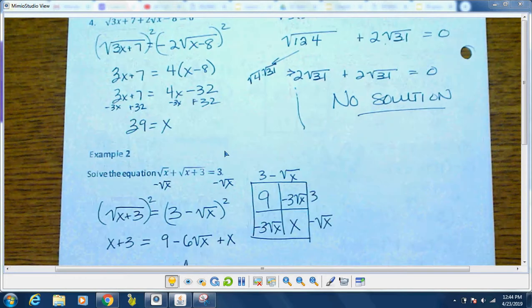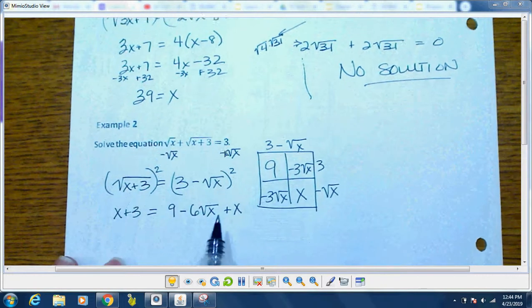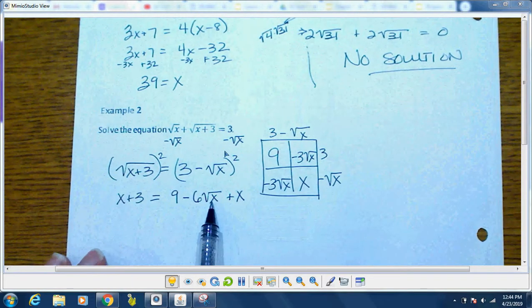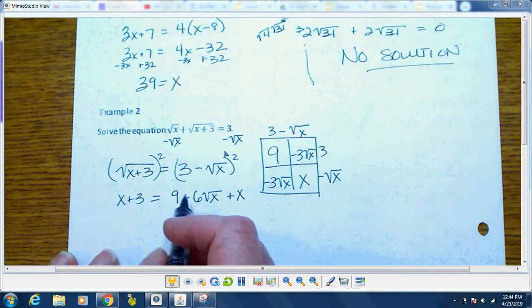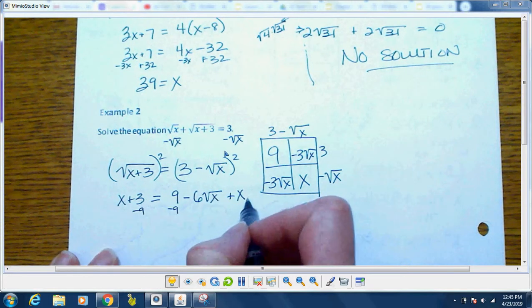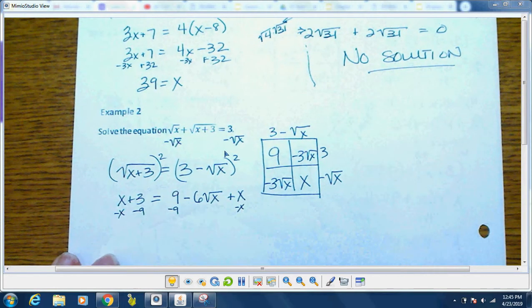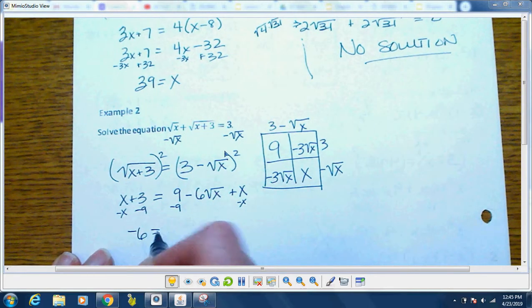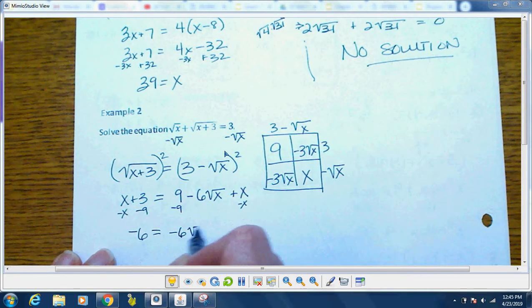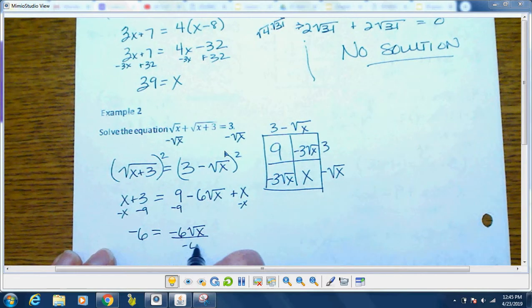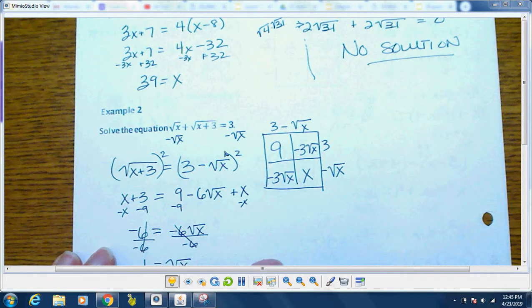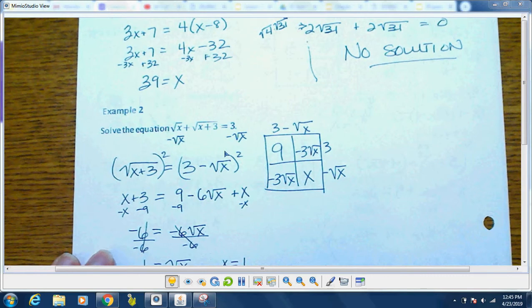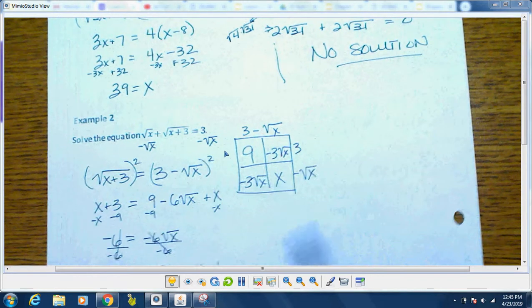Now, we're kind of at our starting point because we have a square root. And remember, our tip from the front is we want to get this thing all by itself. So what I'm going to do is move the 9 over, and my x's will actually cancel out. So I get -6 equals -6 square root of x. I can divide both sides by -6. Okay, so I get 1 equals the square root of x. So x equals 1.